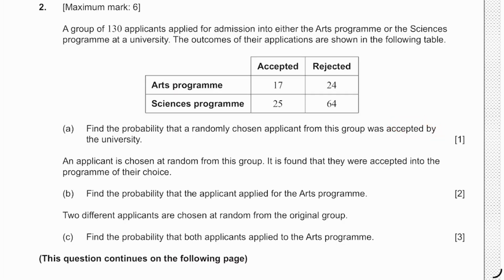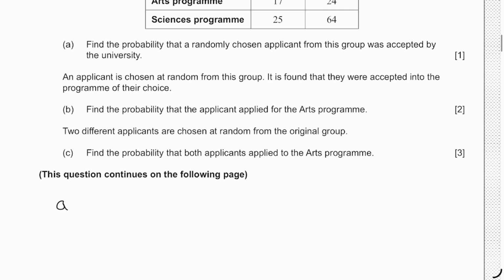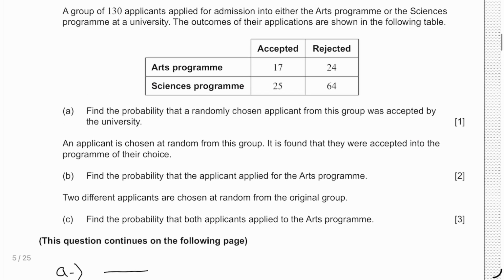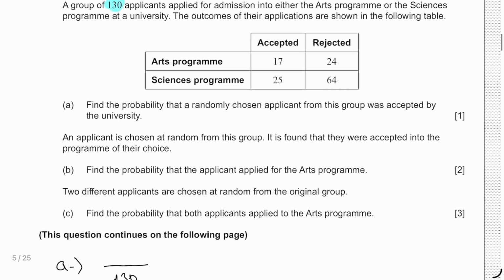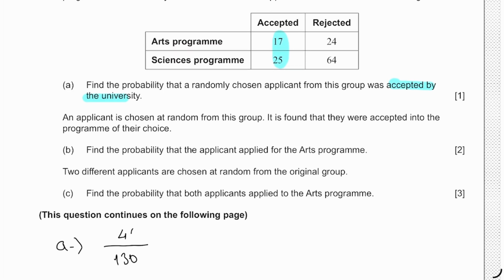Find the probability that a randomly chosen applicant from this group was accepted by the university. Okay, guys, what is the probability? How many people do we have in total? 130, right? So out of this 130, what we want exactly is given here: accepted by the university. So the accepted group is 17 plus 25, which is 42. And this is our answer for the first one.